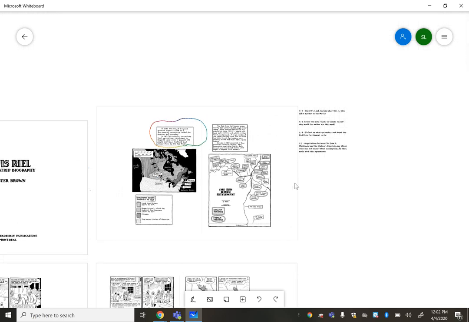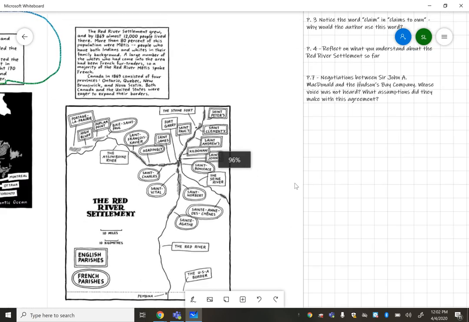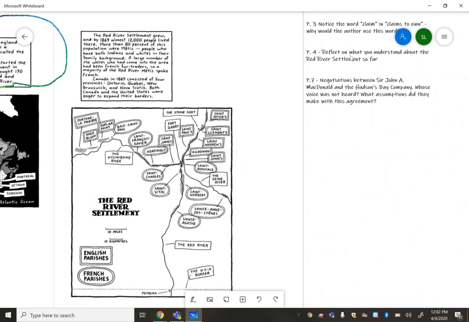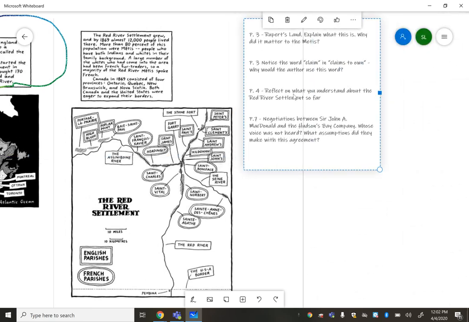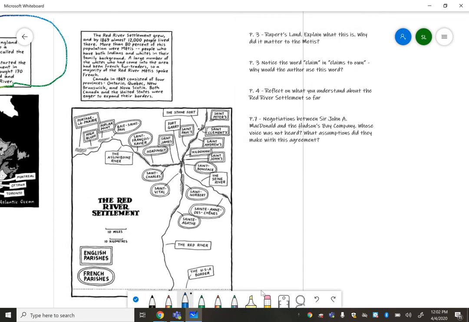So the next question refers to page 4, which is right here. Page 4. Reflect on what you understand about the Red River settlement so far. So on page 4, we have all of this information right here.